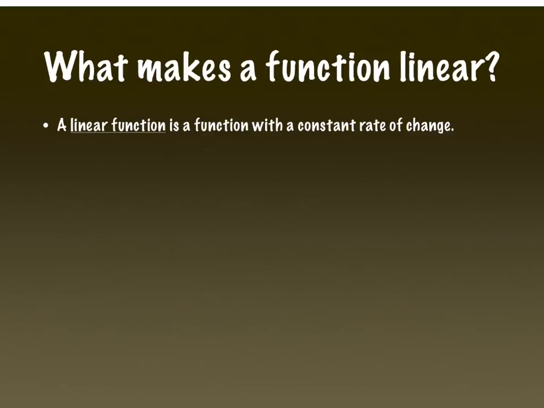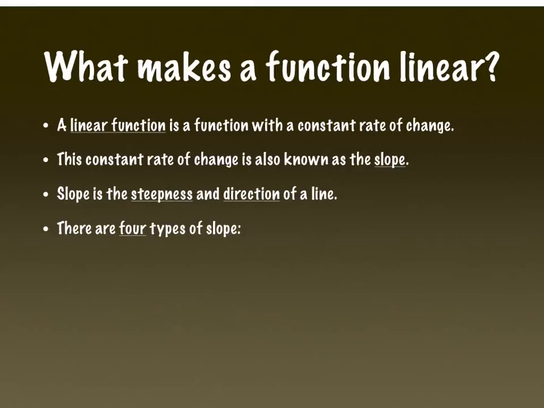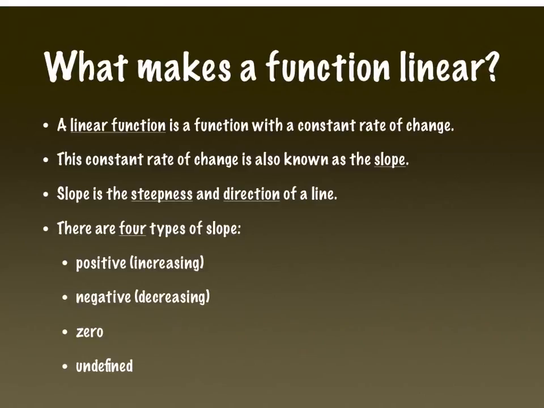All functions have a rate of change, but a linear function is the only function where the rate of change is constant, meaning it's not changing at all. We know this constant rate of change as the slope of the line. The slope is the steepness and direction of the line. There are 4 different types of slope: positive or increasing slope, negative or decreasing slope, zero slope, and undefined slope.